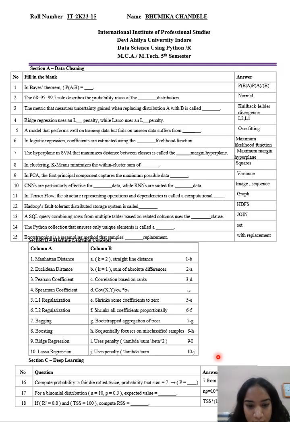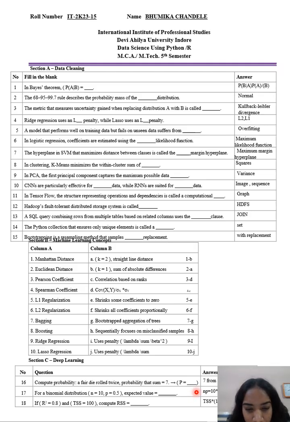Section C. 16th question, compute probability. A fair die is rolled twice, what is the probability that the sum equals 7? Two fair dice have 36 equally likely outcomes and the combinations that sum to 7 are 1,6; 2,5; 3,4; 4,3; 5,2; 6,1, all 6 outcomes. So probability is 6 by 36 which is 1 by 6.